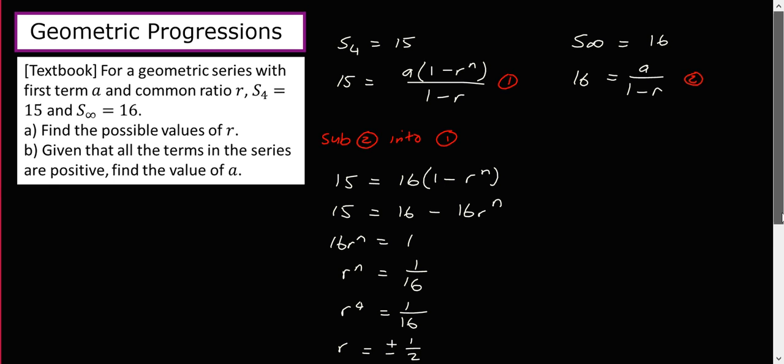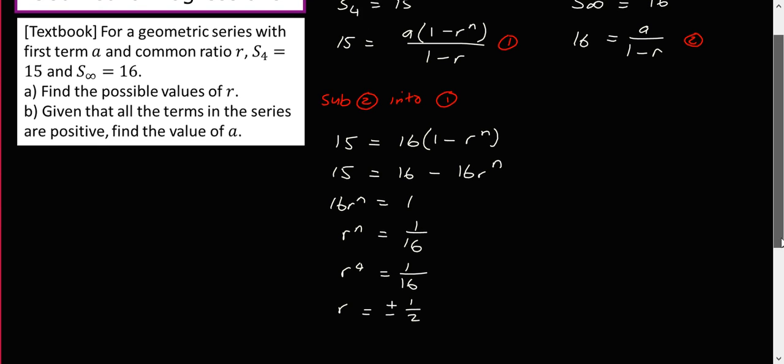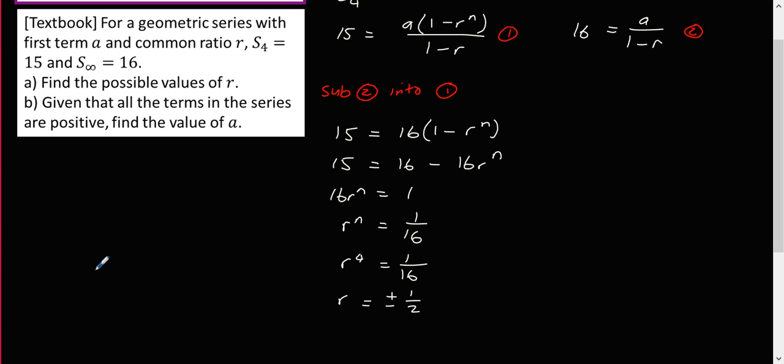So then, again, our old friend, given that all the terms in the series are positive, that means that r is equal to 1/2. Otherwise, we'd be having positive followed by negative terms. And it says find the value of a. So how do we find the value of a? We can go back to 16 equals a over 1 minus r. So 16 is a divided by 1/2. So a is 32.